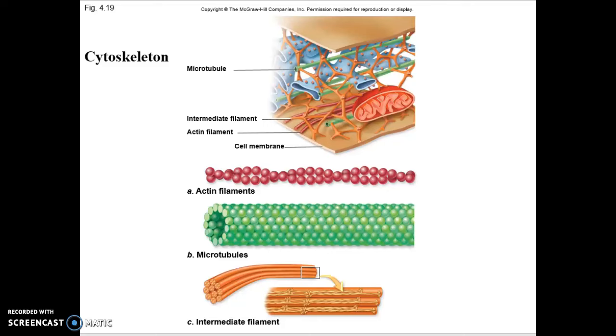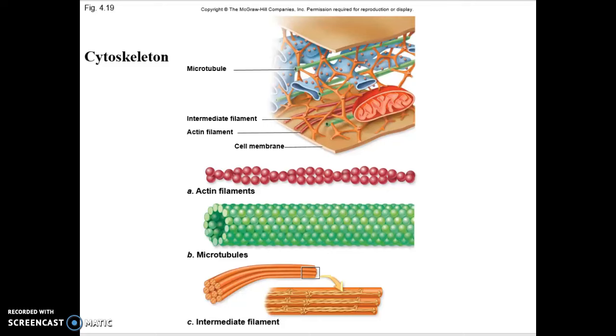The third type of cytoskeleton structure are called intermediate filaments. Now the intermediate filament is also made up of proteins, so amino acids wrapped together to create a protein tube. And then there's multiple of these little protein tubes wrapped together to create the intermediate filament. So they're bigger than the actin, but smaller than the microtubules.